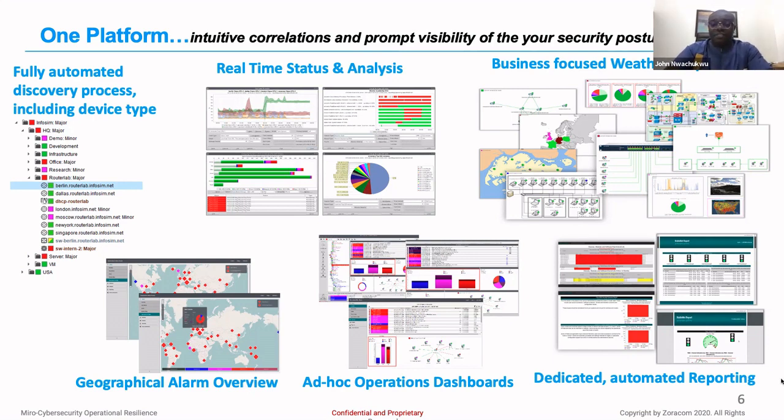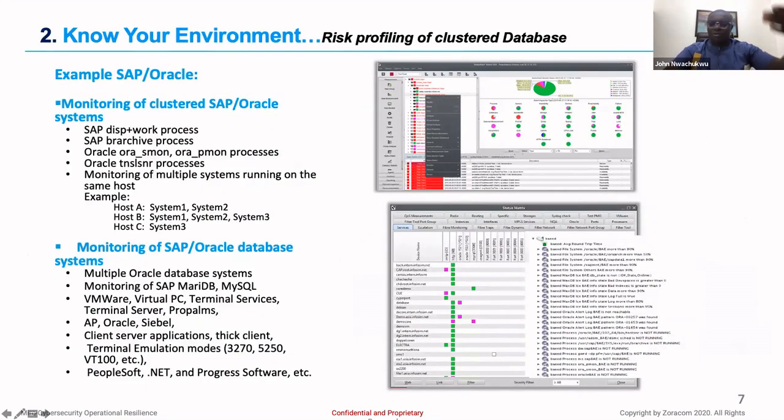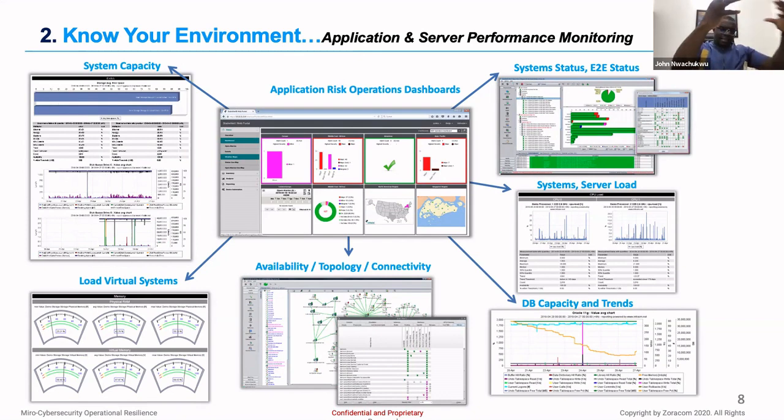So when you have this total visibility, you can deep dive into your services. If you're running SAP or Oracle applications, you could critically understand the risk profiling of your cluster database, the way it is and who is connecting to it, and other necessary information. In the same way you have an overview of your critical IT infrastructure, you can also have an overview of your application and server performance monitoring, server capacity, load, virtual systems, availability and topology, application risk operational dashboard, your systems end to end, and the rest of them. So visibility is a key thing here.